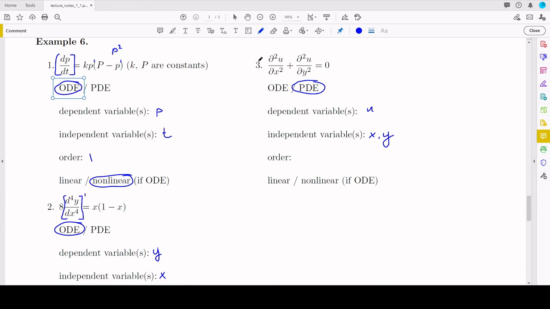The order is the highest order derivative, so that's the second derivative here. So we have 2, and then linear and nonlinear, we only have to determine that when it's an ODE, and this is a PDE, so this is not applicable.